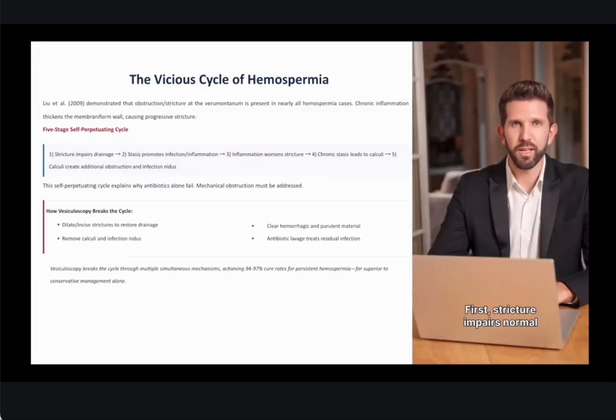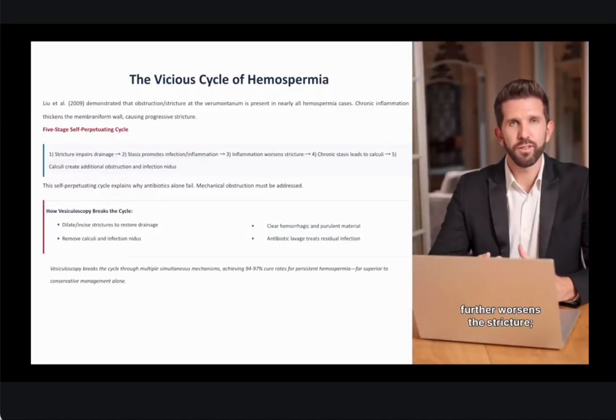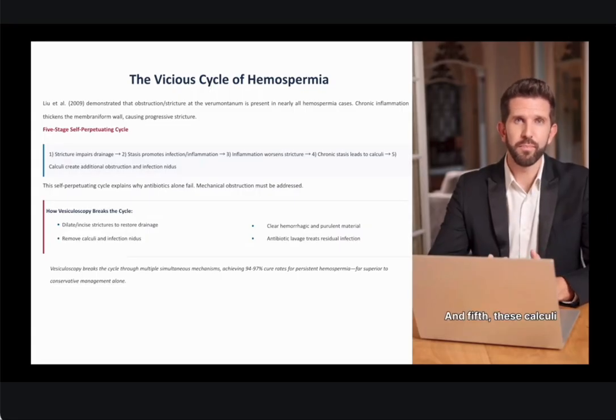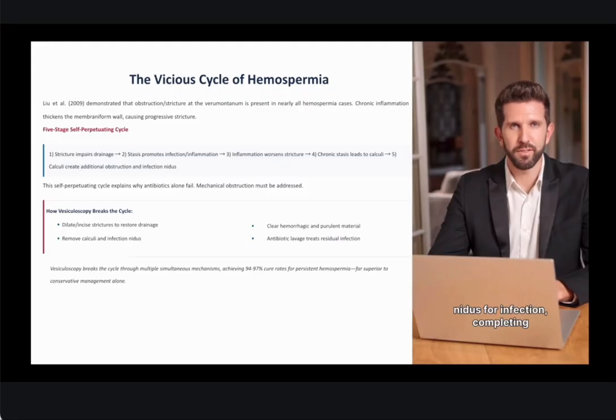First, stricture impairs normal drainage of seminal fluid. Second, this stasis promotes infection and further inflammation within the ducts. Third, the ongoing inflammation further worsens the stricture. Fourth, chronic stasis eventually leads to the formation of calculi. And fifth, these calculi create additional obstruction and serve as a persistent nidus for infection, completing the vicious cycle.